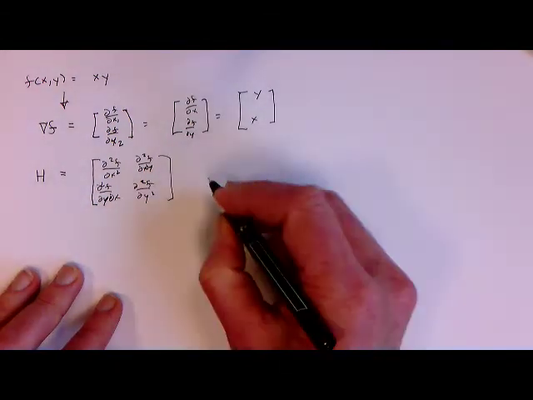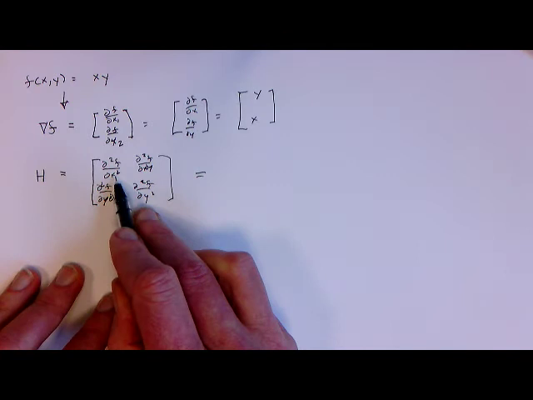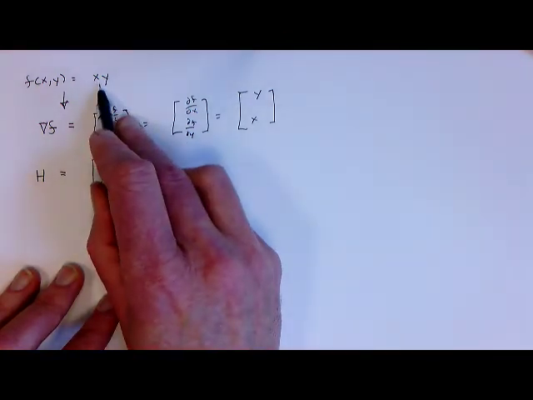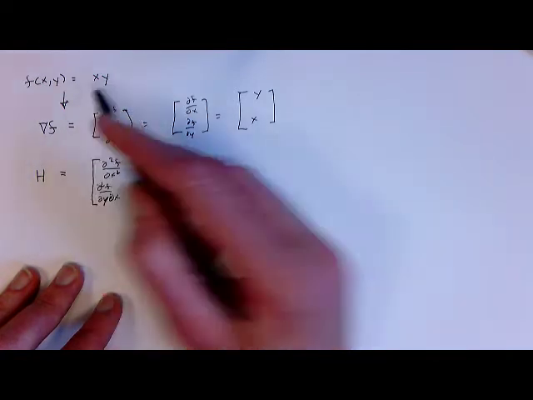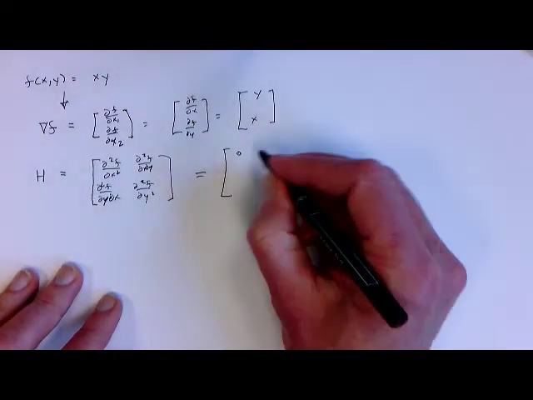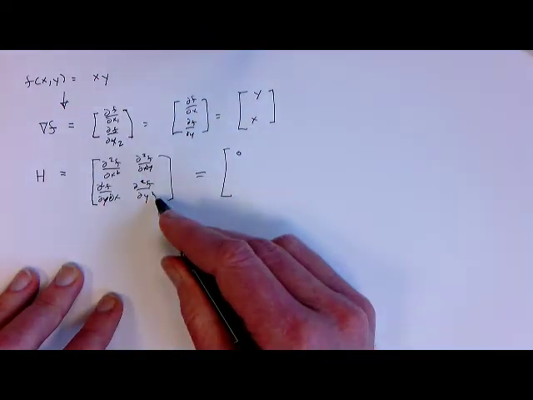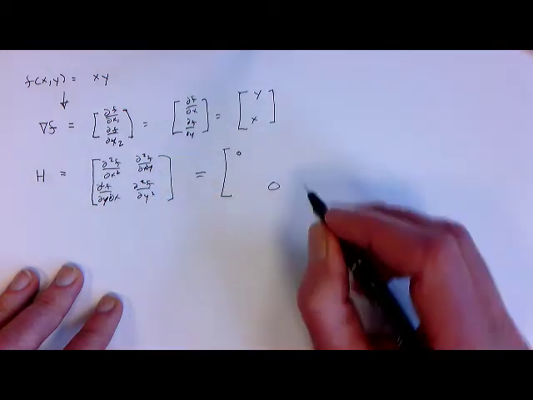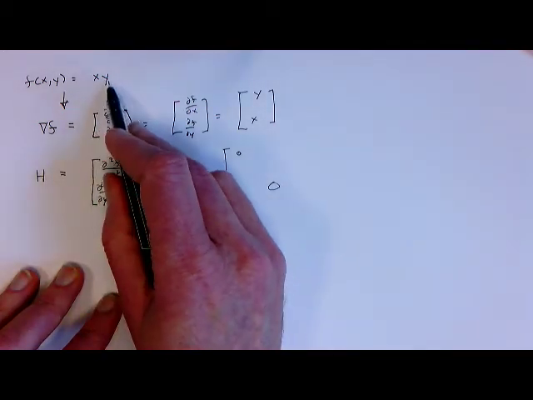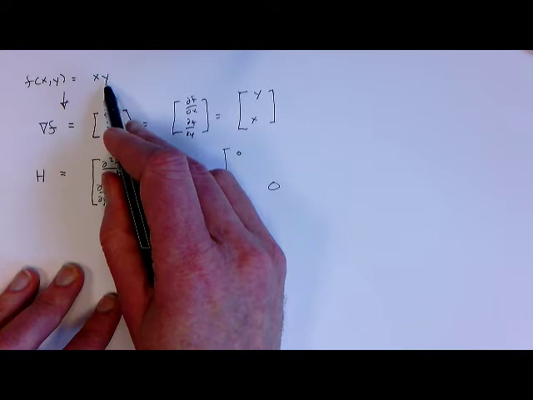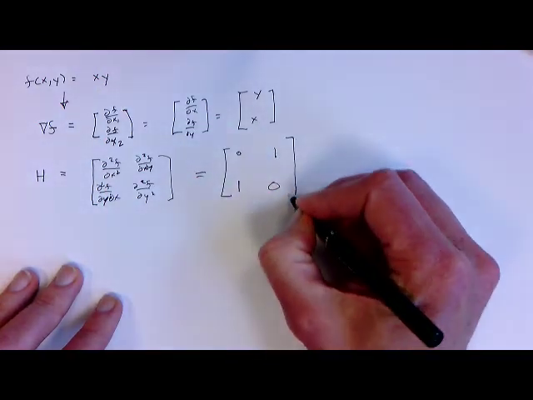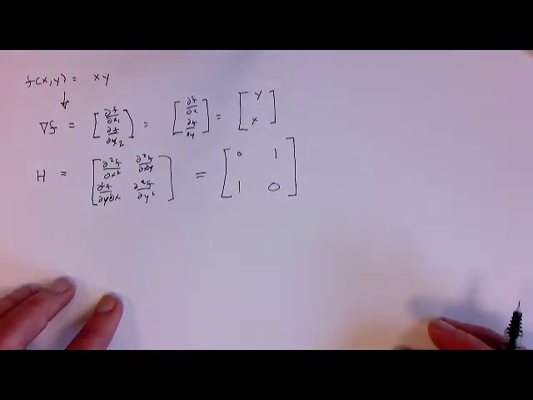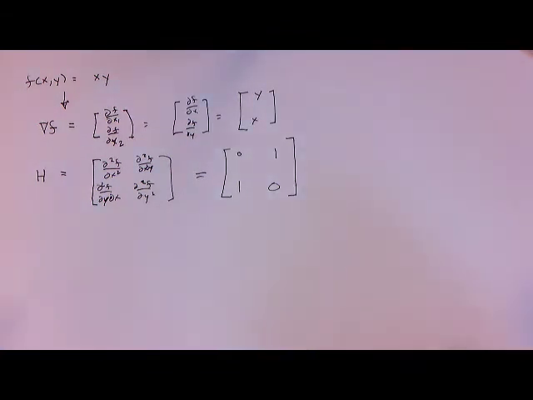Okay, we take the partial with respect to x squared. So we take the derivative twice with respect to x while holding y constant. First time we just get y. Second time we get 0. Same thing for the partial with respect to y squared. If we take the partial with respect to x, we get a y, and then the partial of that with respect to y, we get a 1, and a 1 there. Okay, so we've got this nice matrix, 0, 1, 1, 0. What the heck does that mean?